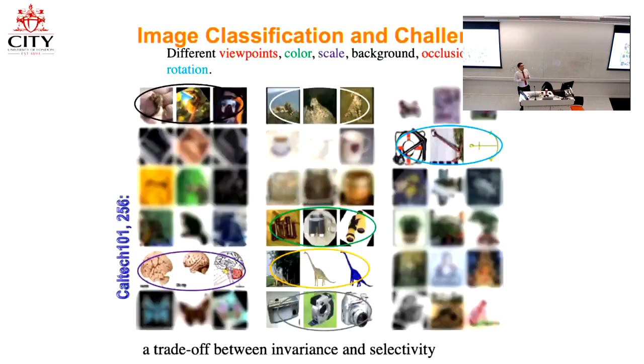There are challenges: illumination, viewpoints, color, scale, occlusions, rotations, shapes. These are all challenges that make this exact same object look very different in an image. If you teach a computer program to say this is a phone, and you rotate it like that, your program will not be able to tell this is a phone unless it is trained for that. Our brain does it very, very naturally.